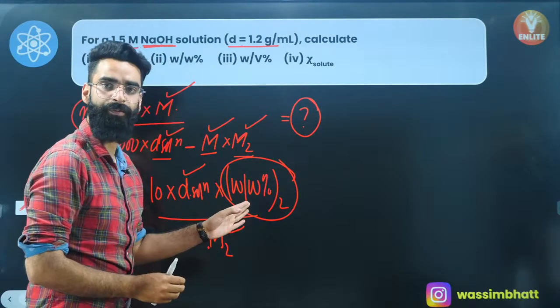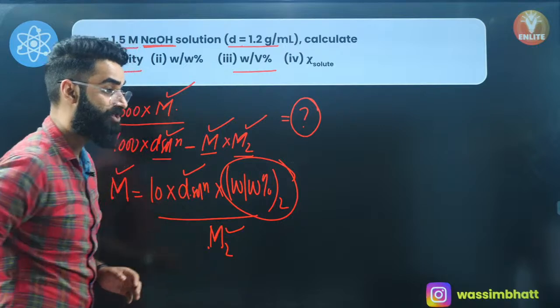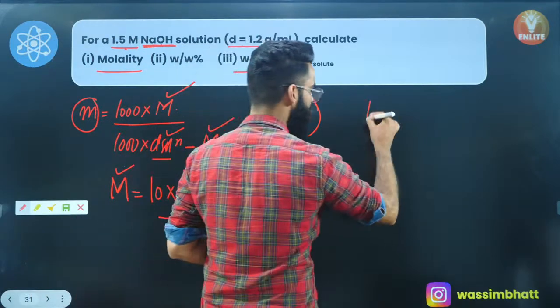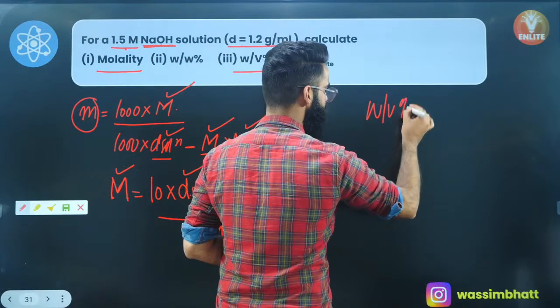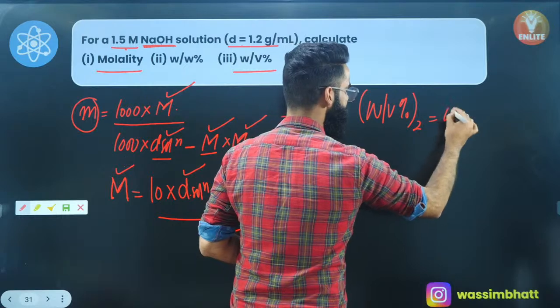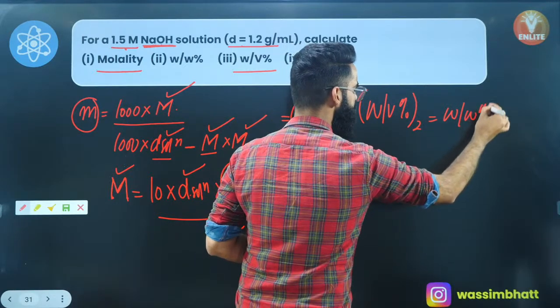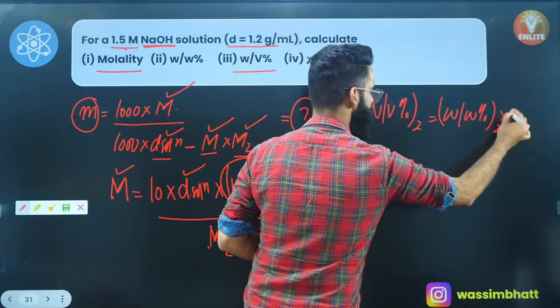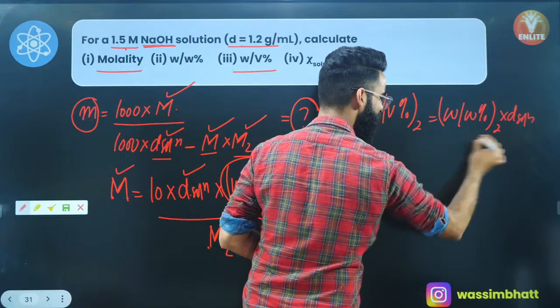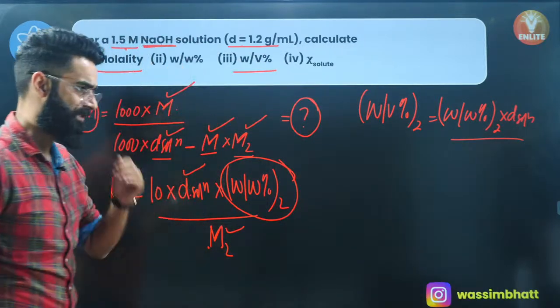Once you have the weight by weight percent of solute, you can calculate weight by volume percent of solute as well. Do remember from now onwards directly, weight by volume percent of solute is just weight by weight percent of solute multiplied by density of solution. Do remember these results directly so that you do not waste a lot of time on these questions, right?